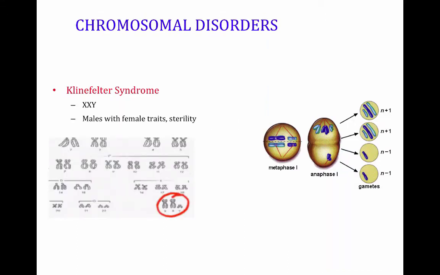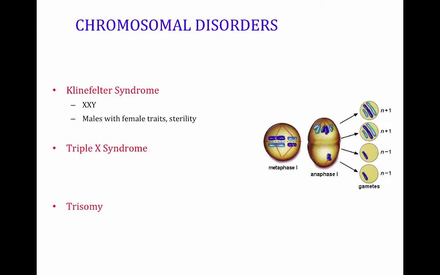Klinefelter syndrome is a double XY condition. This affects males because having a Y chromosome indicates that we've got a male. And they tend to have female characteristics. They tend to be sterile.